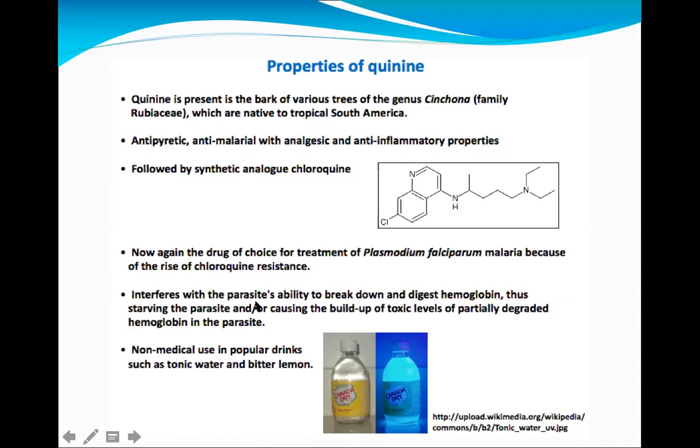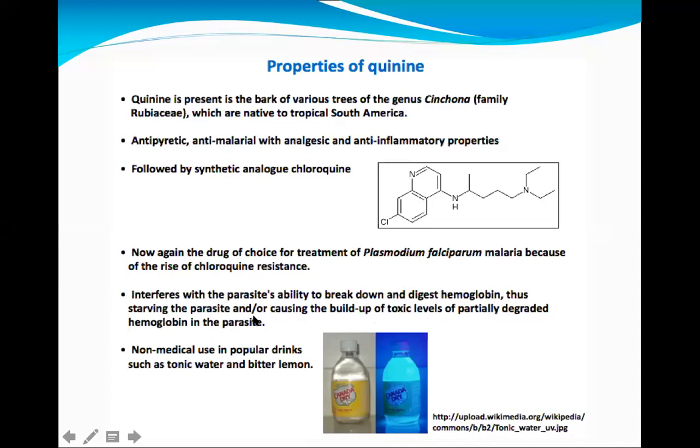Quinine interferes with the parasite's ability to break down and digest hemoglobin. You see, malarial parasites target the hemoglobin because hemoglobin is needed for completing their life cycle. So the quinine interferes with the parasite's ability to break down and digest the hemoglobin, thus starving the parasite. So the parasite is starved, and then the parasites die. So this is a very important mechanism.